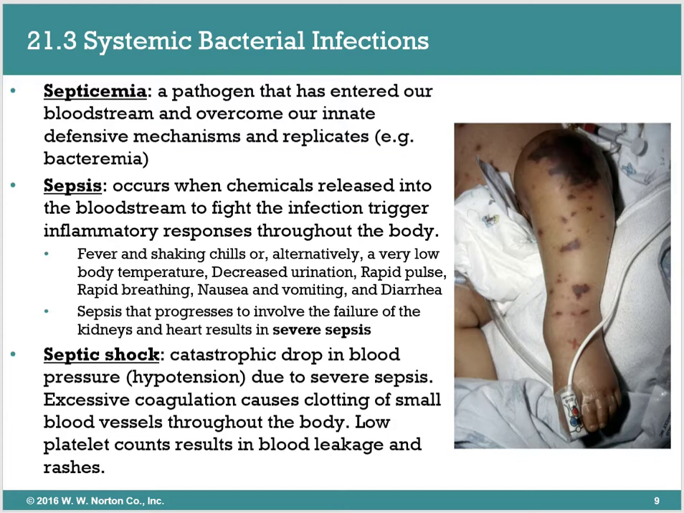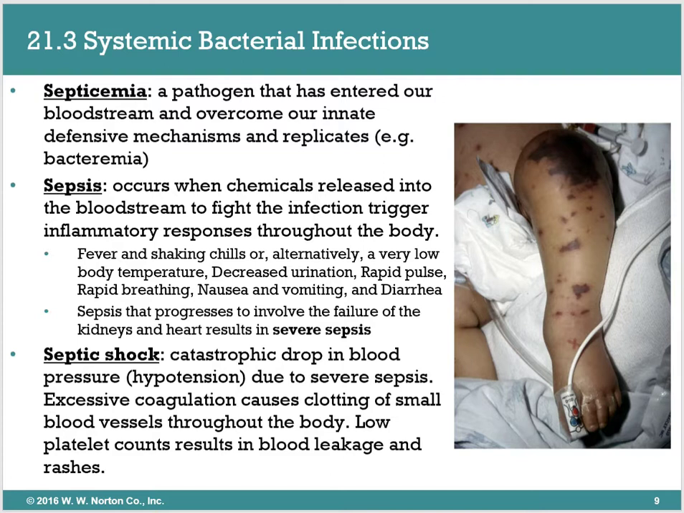So septic shock is whenever you have sepsis and your blood pressure just plummets, and that is because of the fact that you have severe sepsis. So you're unfortunately on the verge of death. And then what happens is that excessive coagulation causes small clots within the blood vessels. So that is what makes your blood pressure drop.